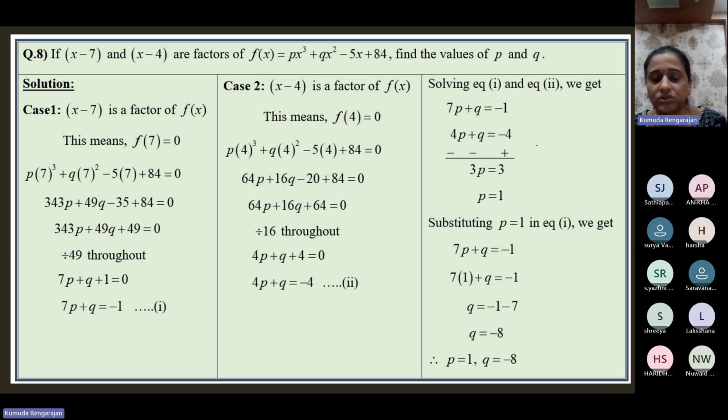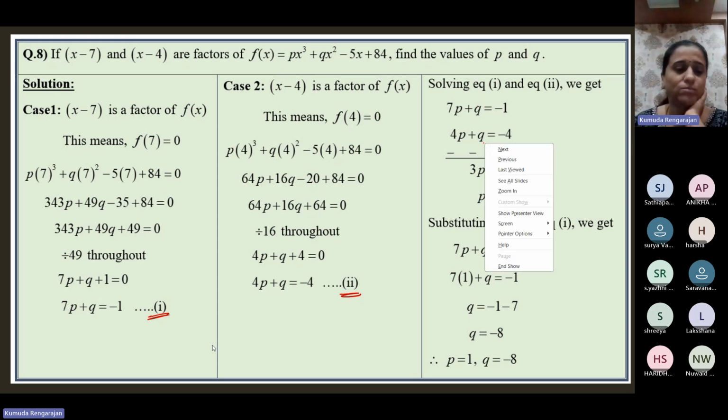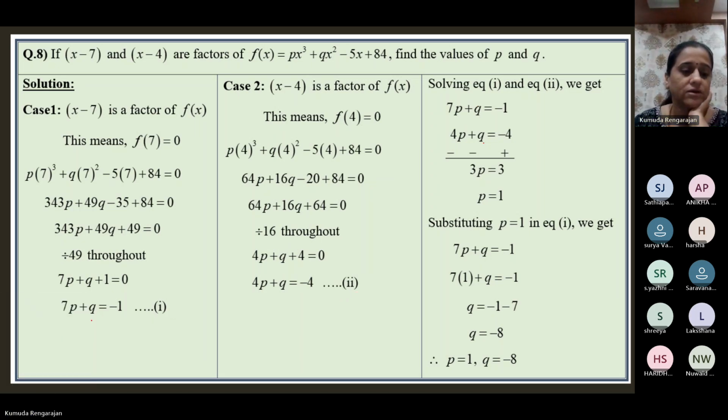Now write the equations one below the other. This is equation 1, this is equation 2. Now you can see q and q here. But plus q minus plus q is not helpful, it gives plus 2q. So change the signs throughout in the second equation: minus 4p, minus q, plus 4.